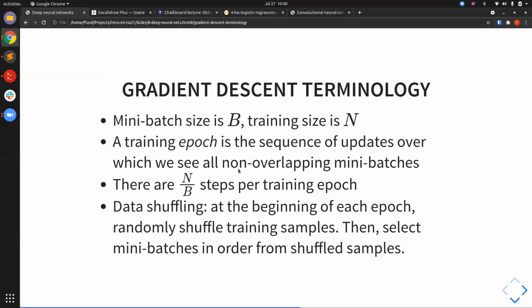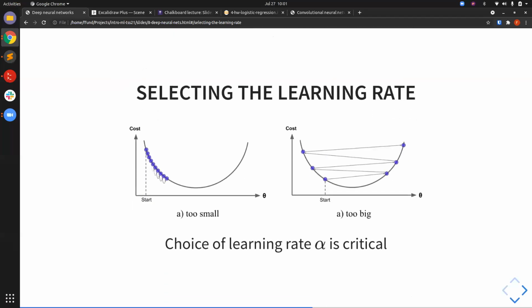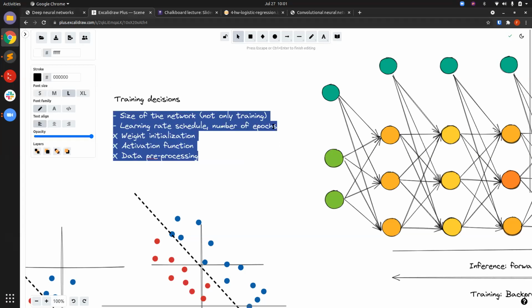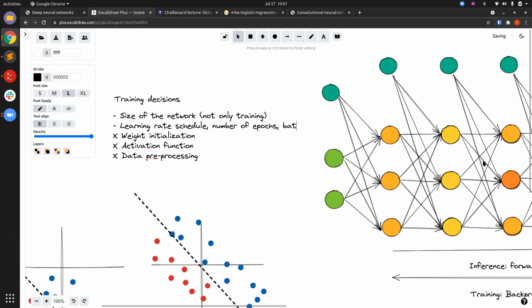Now, in neural networks, we talk about the number of training steps in terms of epochs. That basically describes how many iterations of gradient descent we need in order to see all the samples. So if you have a mini batch size of 10 and 100 training samples, for example, you would need to do 10 steps of mini batches in order to see all the samples. So 10 steps per training epoch. Now, in addition to the number of epochs, let's add batch size to that.